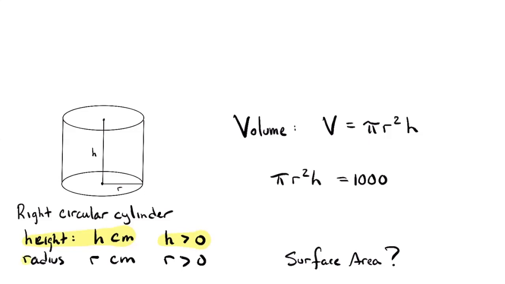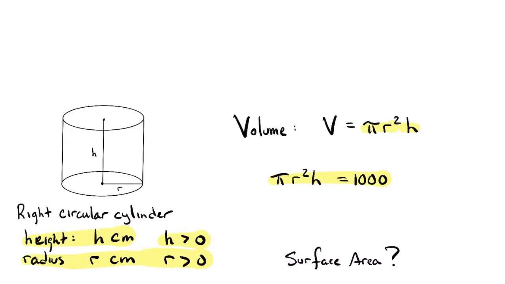And then a cylinder also has a radius. The radius is also measured in centimeters. It also has to be greater than 0. The volume of a right circular cylinder, you might remember, is the area of the base times the height. So pi r squared h is the volume of that cylinder, and we're setting that equal to 1,000. That's our constraint equation, if you like. Pi times r squared times h is 1,000. We're going to have to use that constraint equation to eliminate one of the variables, r or h, so that our one-variable calculus machine will work.